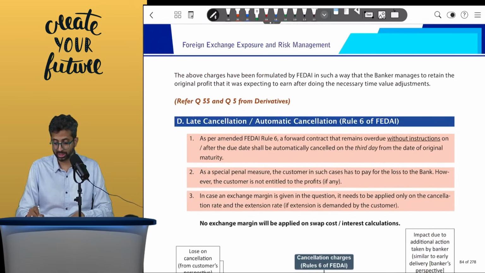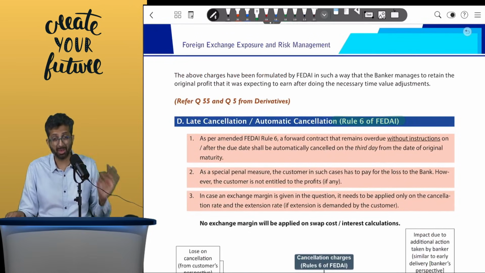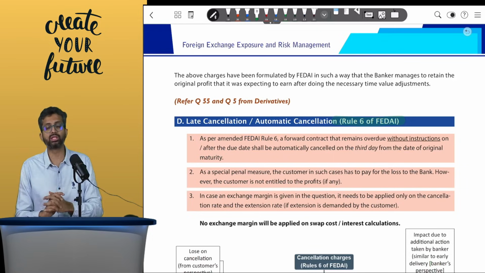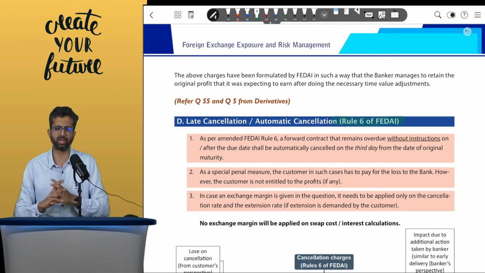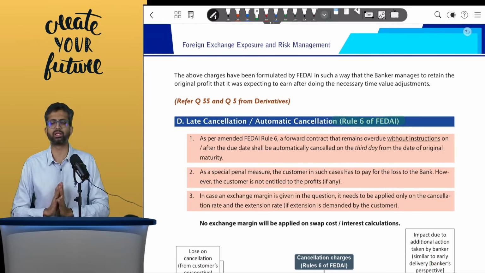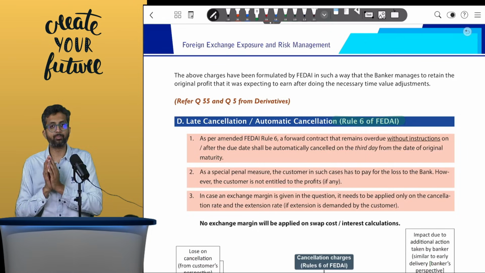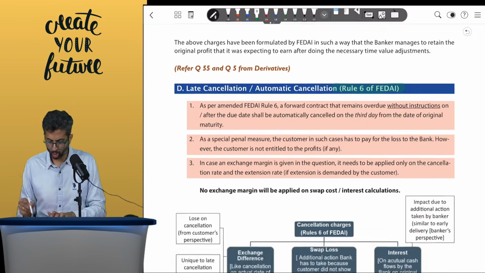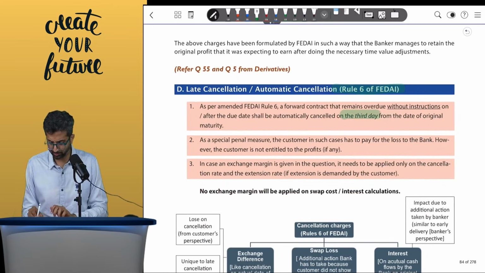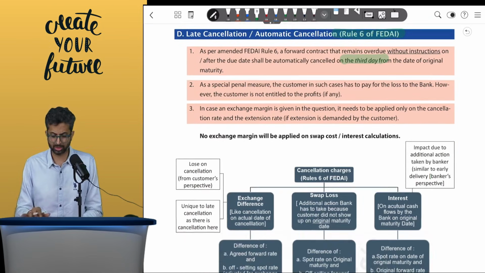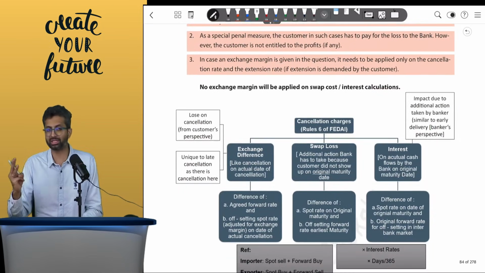Late or automatic cancellation as per rule 6 of FEDAI. Remember, the time gap now as per the revised rules is 3 days. The institute in November 23 also asked with more than 3 days, but I believe that they have given credit because they have done an error on their part. But ideally, the gap is 3 days for the automatic cancellation period. So over here, contract without instruction will be considered, let us say, for 3 days for the purpose of this FEDAI rule application. Now there will be 3 adjustments.